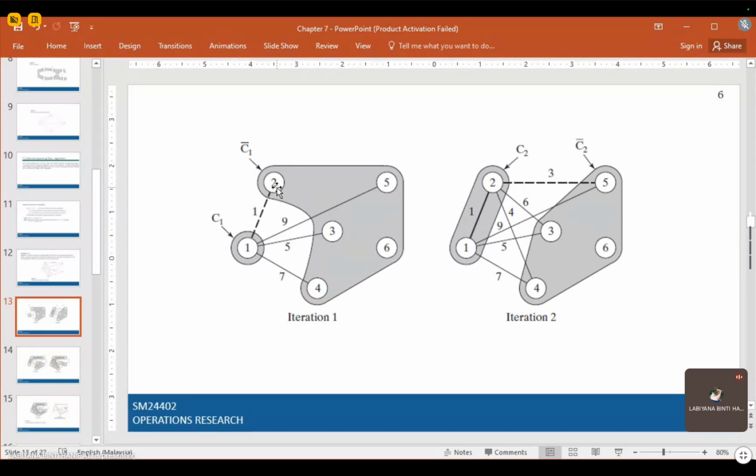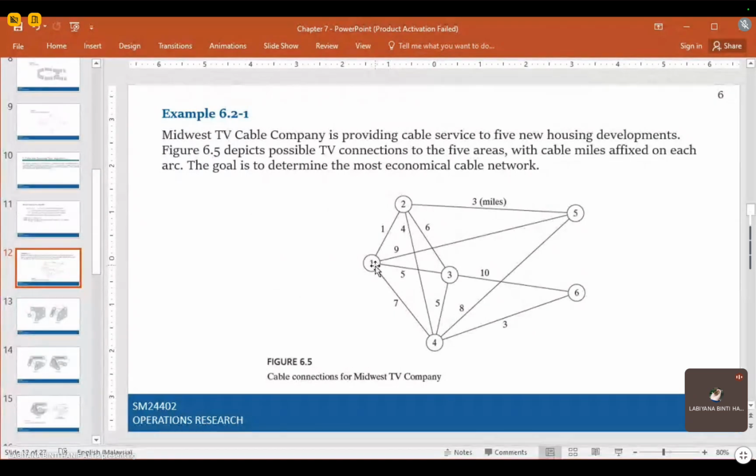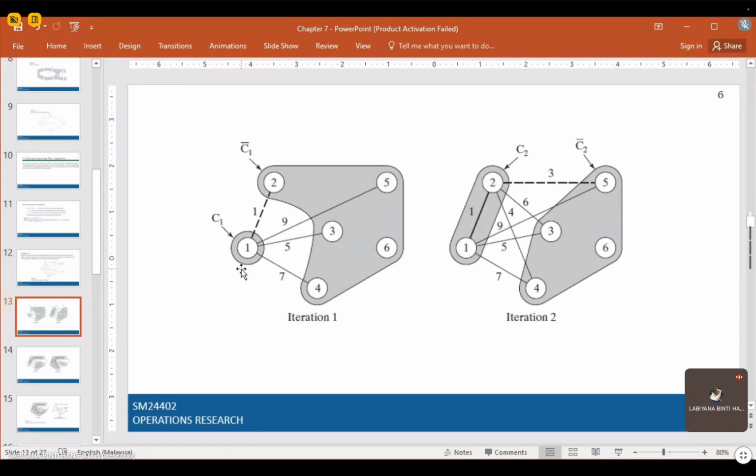And then we need to draw a line connecting the first node to the other nodes. But we need to look back at our example. For example, from node 1, we can connect to node 2, node 5, node 3, and node 4. But we cannot directly connect node 1 to node 6, right? So that's why here we don't have a line between node 1 and node 6. Then we just need to write back the distances, 1, 9, 5, and 6.